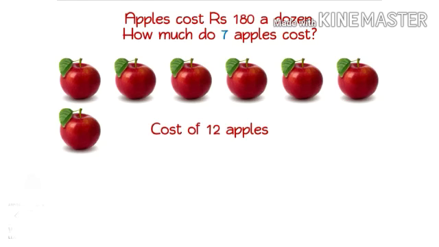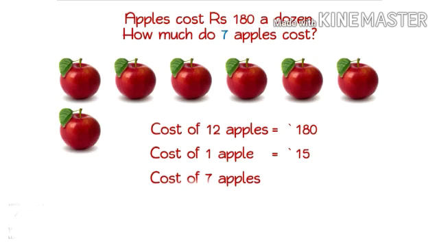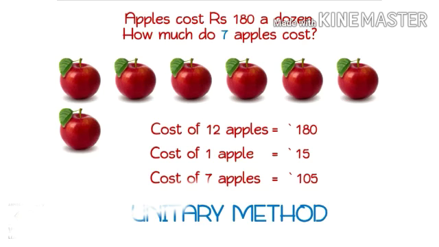We know that 12 apples cost rupees 180. So 1 apple costs rupees 180 divided by 12, which is equal to 15 rupees. We have found the cost of 1 apple, which is rupees 15. We can now find the cost of 7 apples. 7 apples cost rupees 15 into 7, which is equal to 105. We found the value of 1 apple from many apples, and then we found the cost of many apples from 1 apple. This method is called the unitary method.